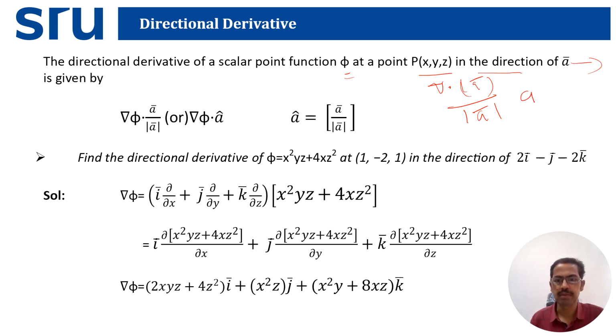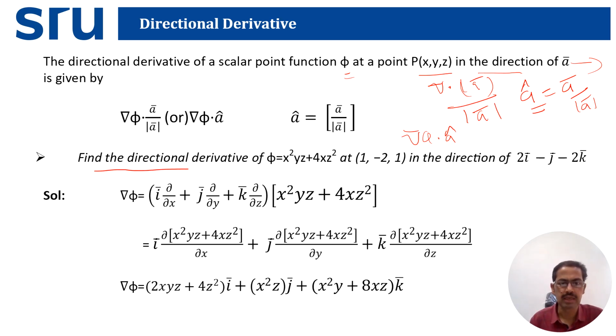Here a cap is equal to a bar by modulus of a bar. You can call this a cap. This is a unit vector. a cap is equal to a bar by its magnitude. This is the directional derivative formula: del phi dot a cap. Now let's take the problem.